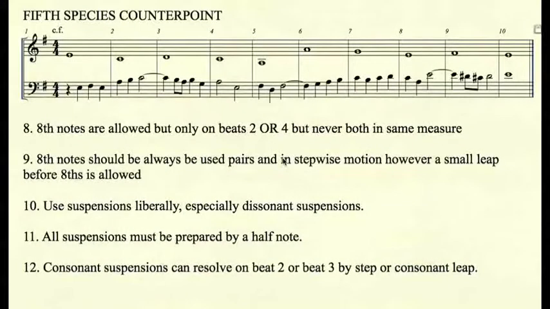Fifth species, rule number 8. Eighth notes are now allowed, but only on beats 2 or 4, and never both 2 and 4. So there will only be 1 pair of eighth notes per measure, either on beat 2 or beat 4.